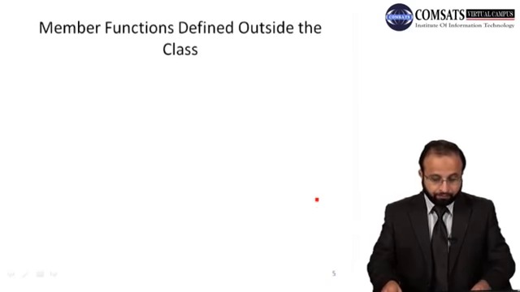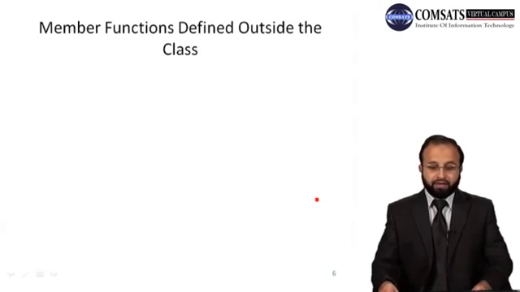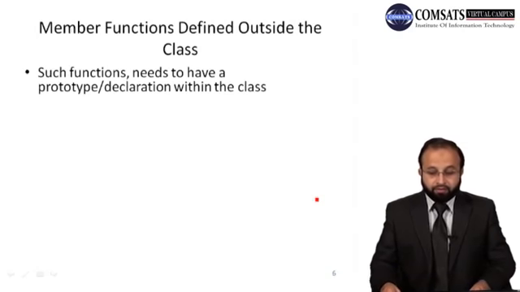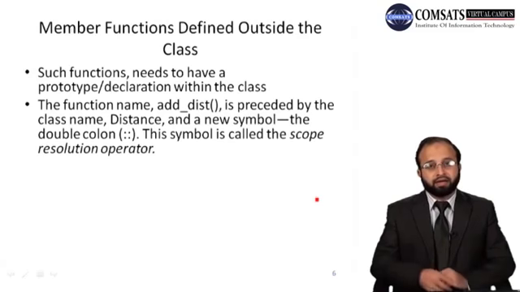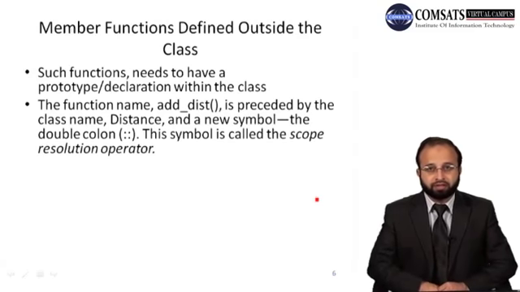Now, member function defined outside the class. We have also seen that we can define the member function outside the class, but we have to write the function prototype inside the definition of the class. Such a function needs to have the prototype declaration within the class, and the function name add_dist is preceded by the class name, distance, and a new symbol, the double colon. This symbol is called the scope resolution operator. So you have to tell that the add distance function belongs to the distance class.